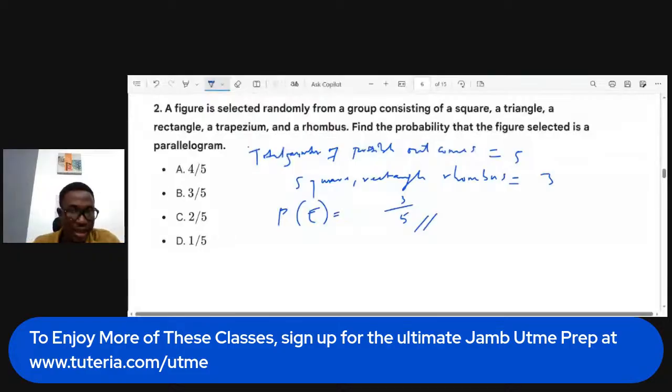Please, if you check there, the parallelograms you're having there are a square, a rectangle, and what? And a rhombus. All right. A trapezium is not a parallelogram, neither is a triangle. Okay. So the answer is what now? 3/5, which is B. All right, let's move on to the next question.